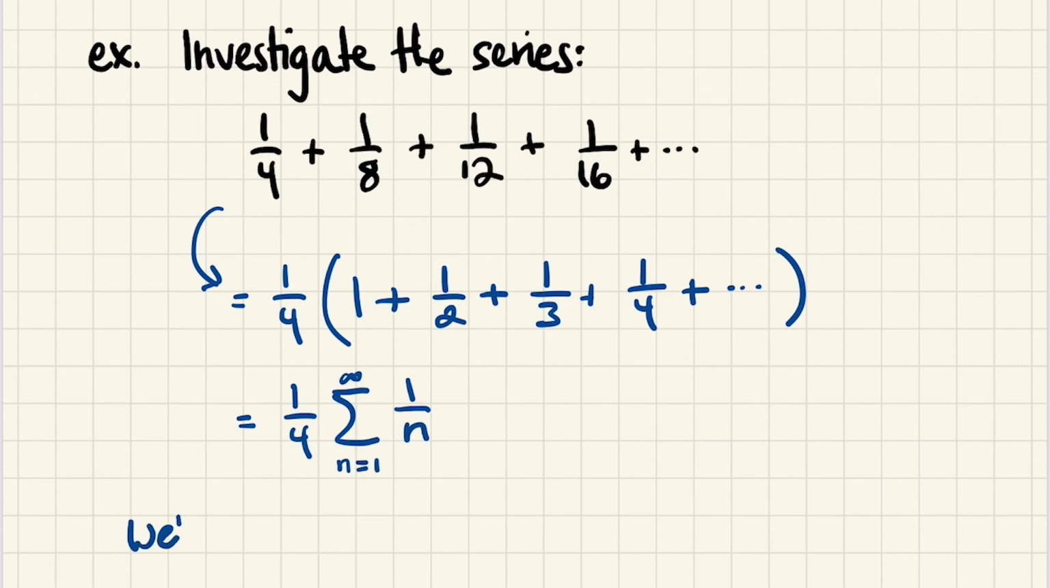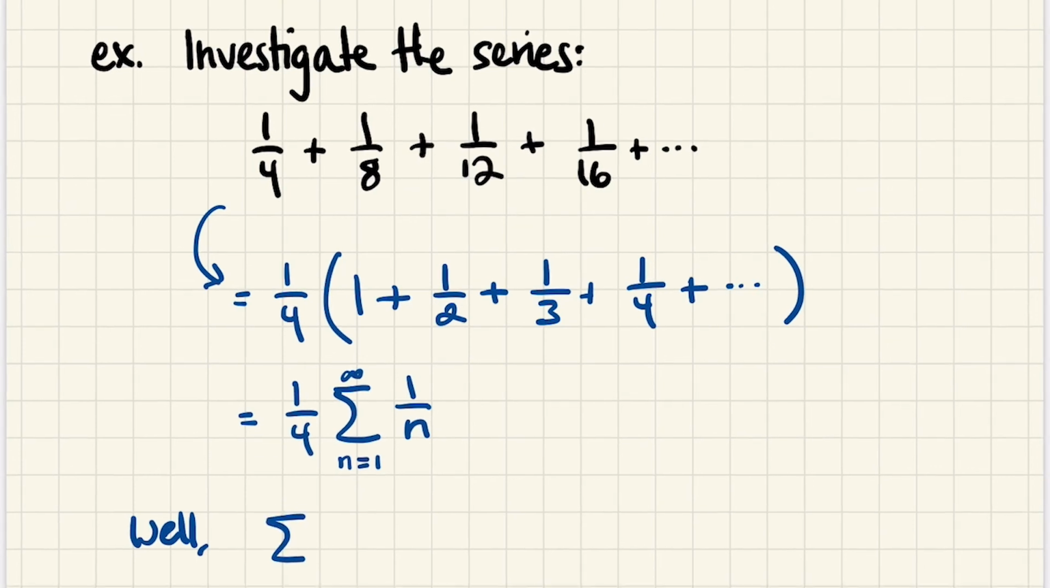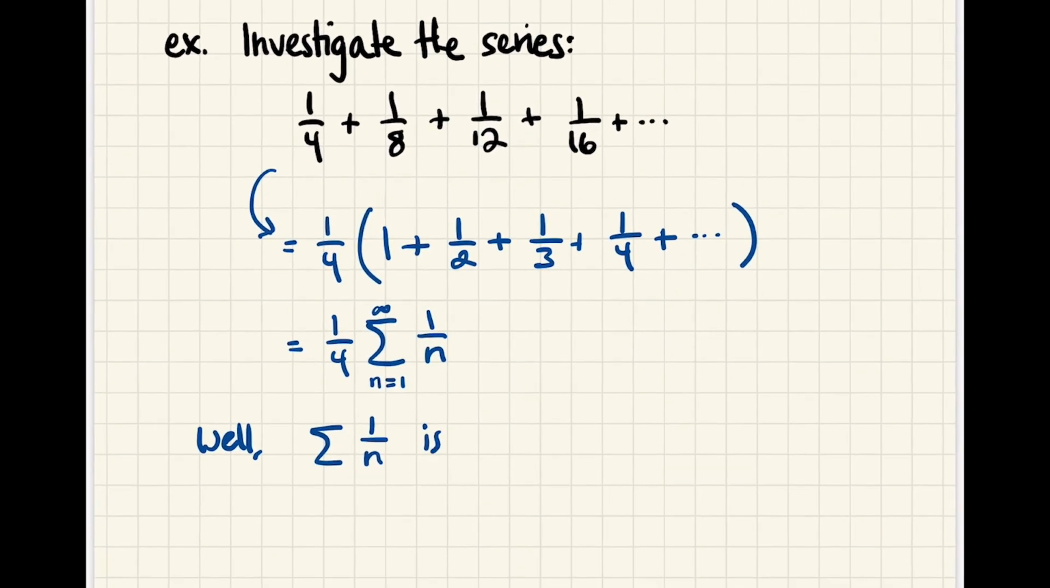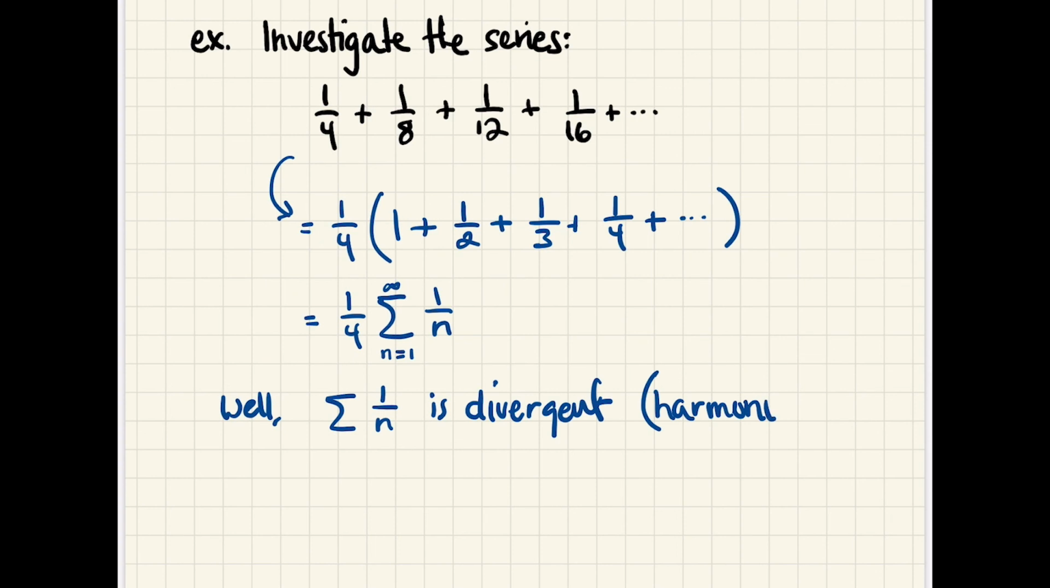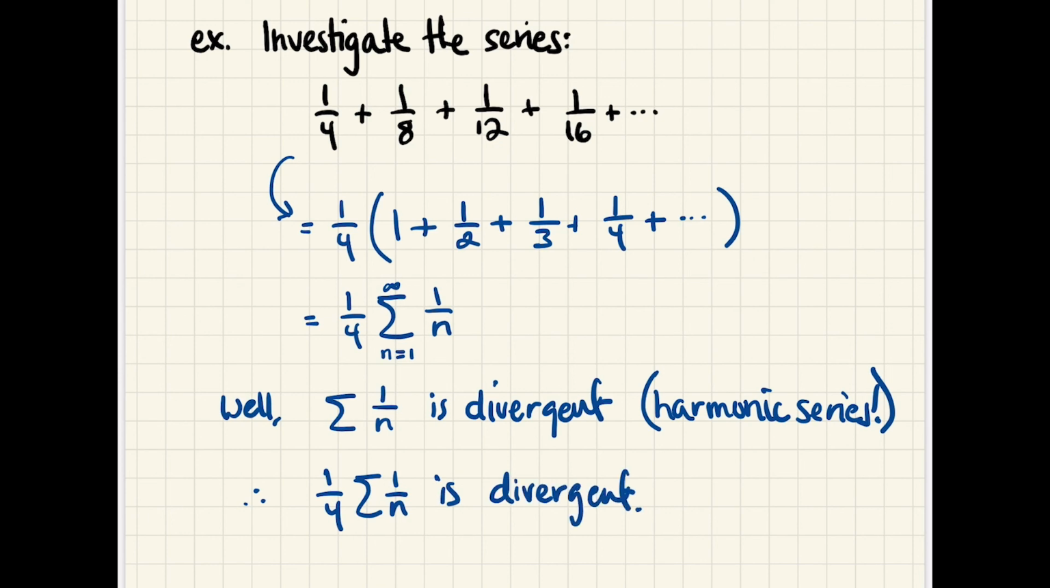Well, the harmonic series is divergent. Why? It's the harmonic series. The harmonic series is divergent, right? That's just a beautiful fact. So therefore, if we multiply by 4 or 1/4 or whatever, you're still going to get a divergent series. So that series is divergent.